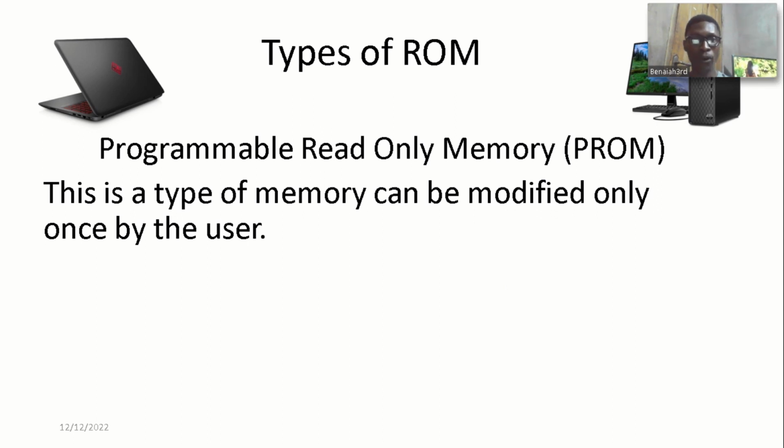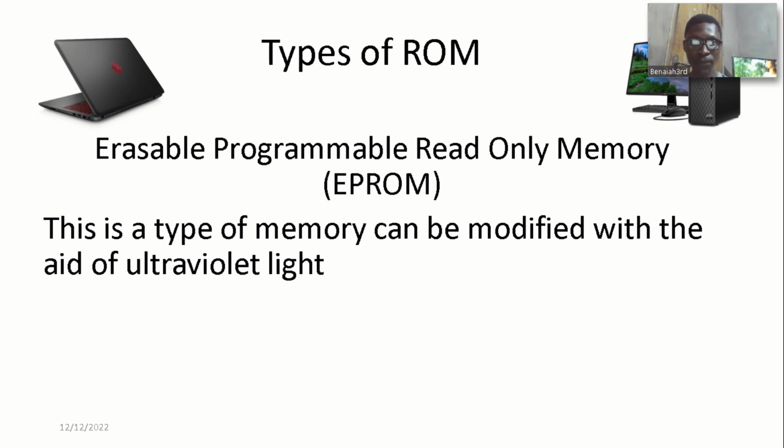We have several types of ROM, like three or four. The first type is the programmable read-only memory, also known as PROM. This type of memory can only be modified once by the user. The user in this regard is the manufacturer that programmed the memory, the programmable read-only memory. The second one is the erasable programmable read-only memory. This type of memory can only be modified with the use of ultraviolet light by the programmer too.